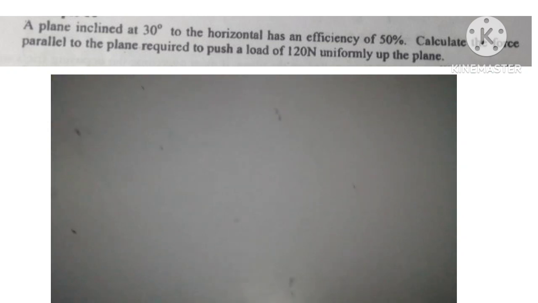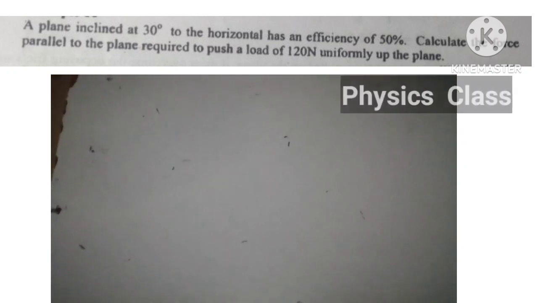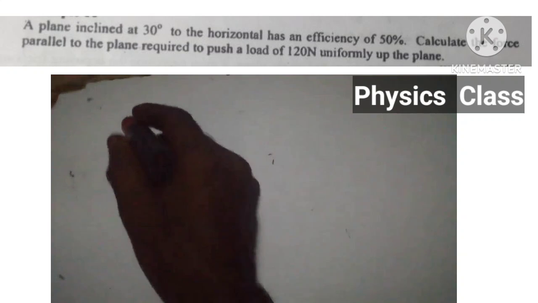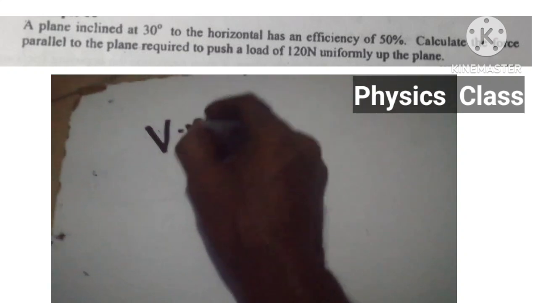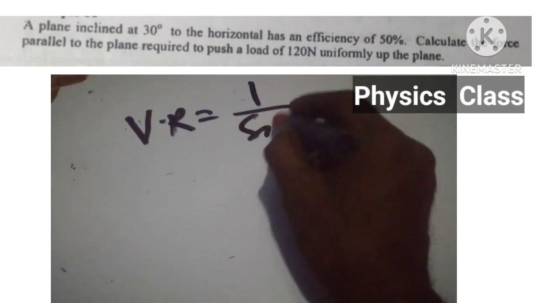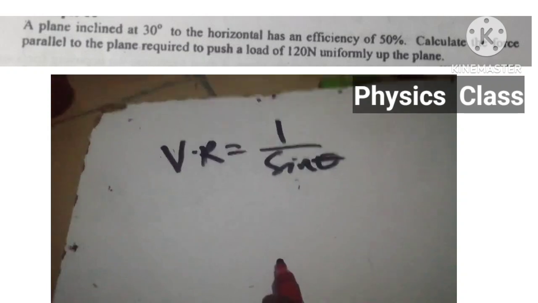Now, whenever you come across a question on that machine, the first thing you do depends on the type of machine. So once the type of machine is mentioned, the first thing you get is your velocity ratio. Like this question now, you're talking about an inclined plane, and the velocity ratio of an inclined plane is 1 over sine theta. That's the first thing you get.